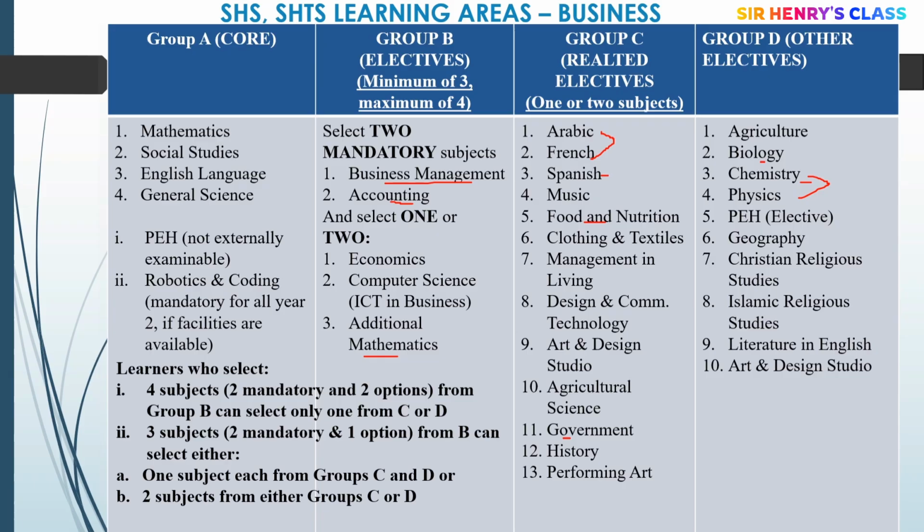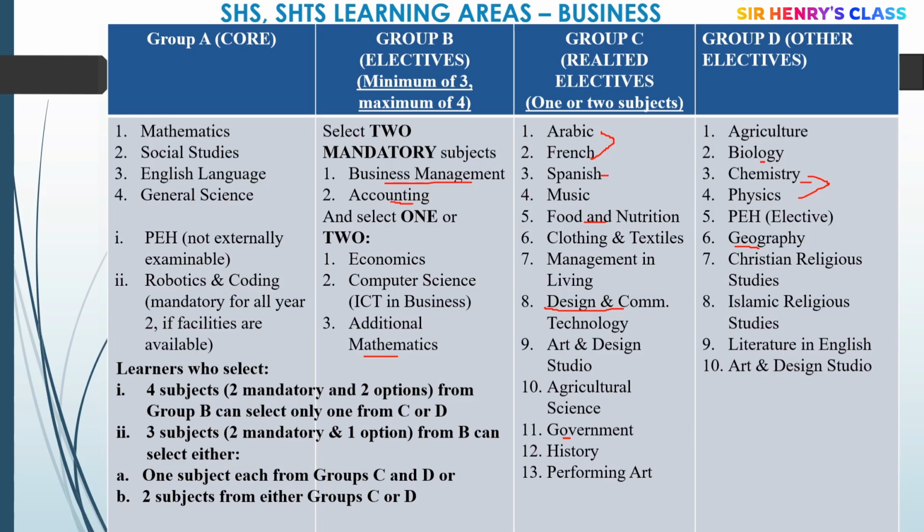So I was saying for the business, if you choose 4 subjects, that is the 2 mandatory and 2 of this area, that is the group B, the select 1 or 2, you happen to choose 2, then you are choosing only 1 from either C or D. That is only 1. So maybe design and communication technology, finish. Or you don't choose from C, but you rather choose from D. So maybe geography. So it means you are doing your core plus these 2 mandatory plus 2 of this plus just 1 from either C or D.